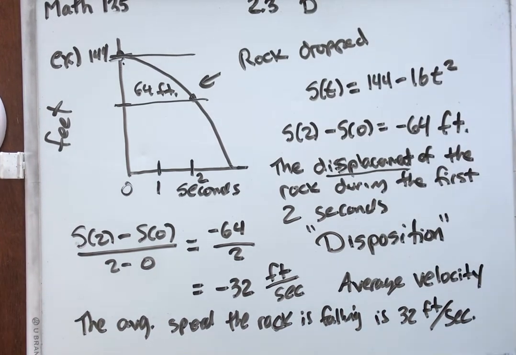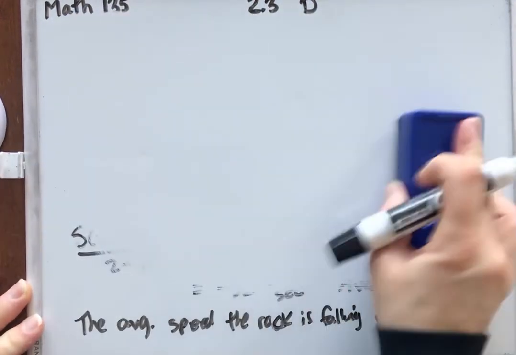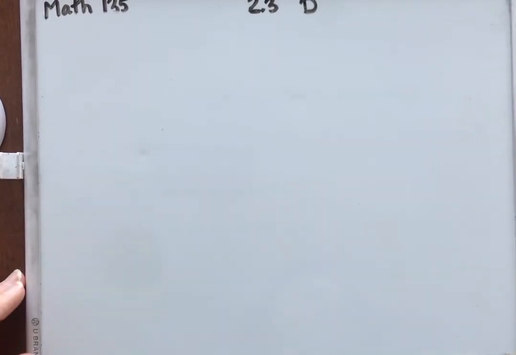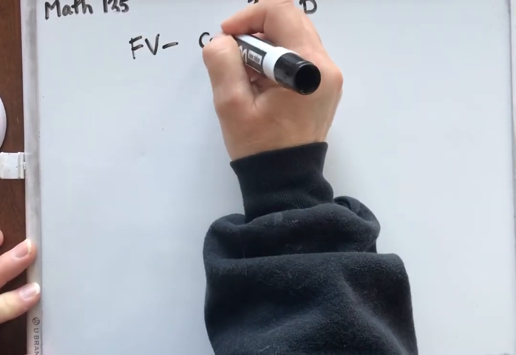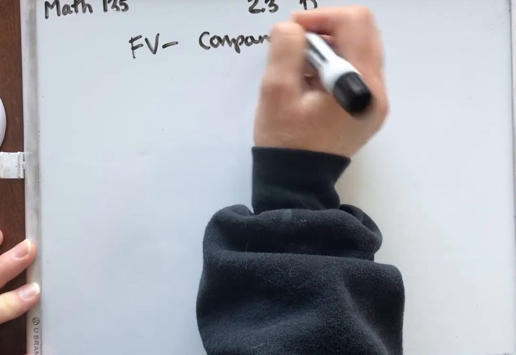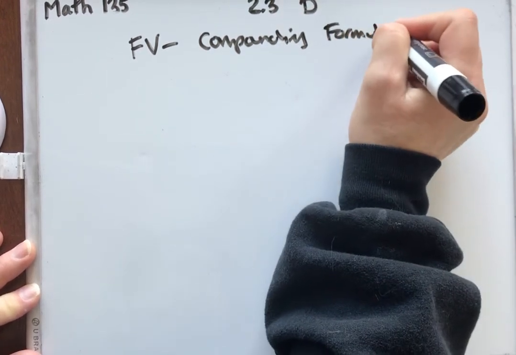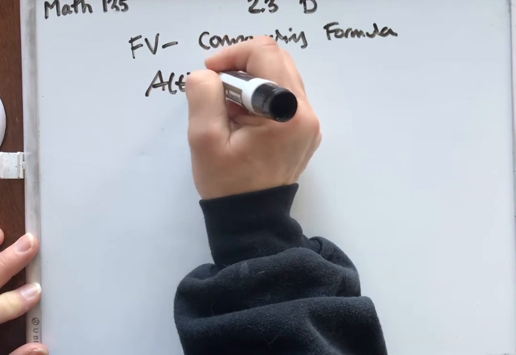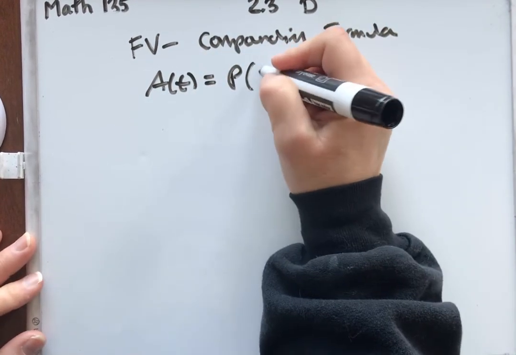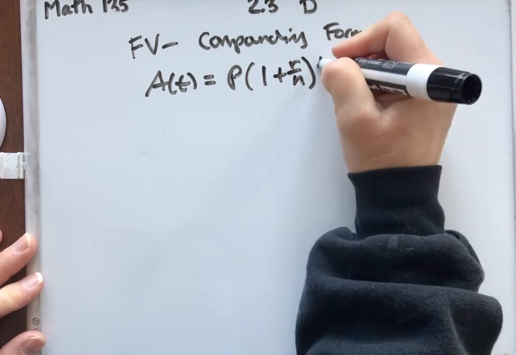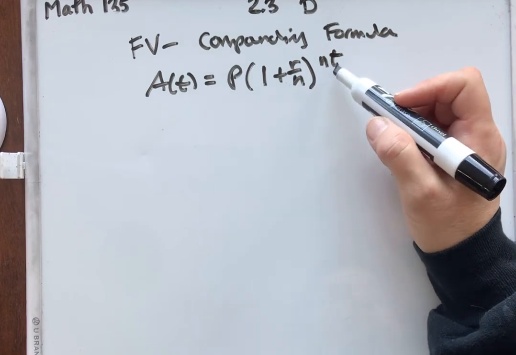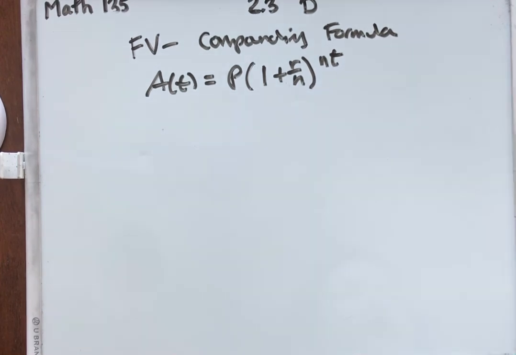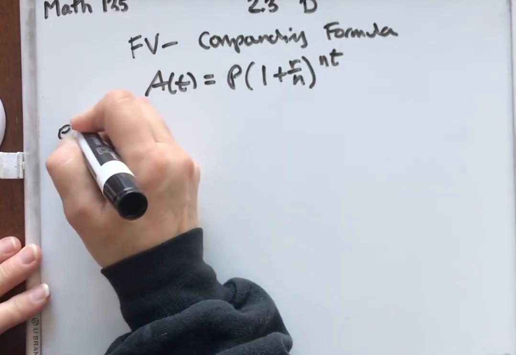Okay, one more problem. Now we had talked about future value compounding previously in our review. So remember the future value compounding formula: A of t equals P naught, (1 plus r over n) to the nt, where P was principal, r was the rate, n was compounding period, and t was time. Remember, t is in years.